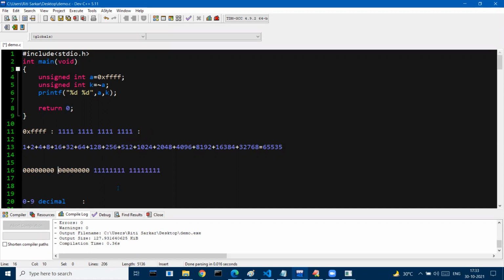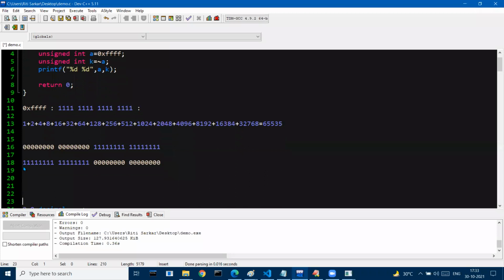Okay, so this is the number. Complement means all zeros will be converted to 1 and all ones will be converted to 0. This is my complement of A. Observe carefully, guys. Now, what is this number? Are you ready to directly convert to decimal? No. The most significant bit is 1, sir.